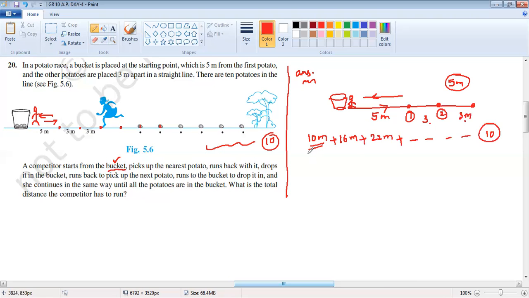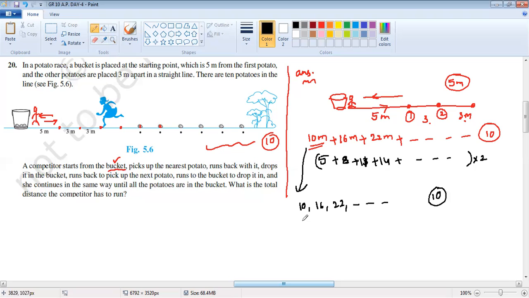So now you can take this question directly one way. You can take it 5 plus 3 plus 3, like that. Sorry, 5 plus 8 plus 11 plus 14 and so on, and then after that you multiply with 2. Otherwise you can take 10, 16, 22 and so on. If you take this sequence, it will be 10, 16, 22 and so on, totally 10 terms. Now this is the a value. So a value as 10 and d value as 6 and n value as 10.